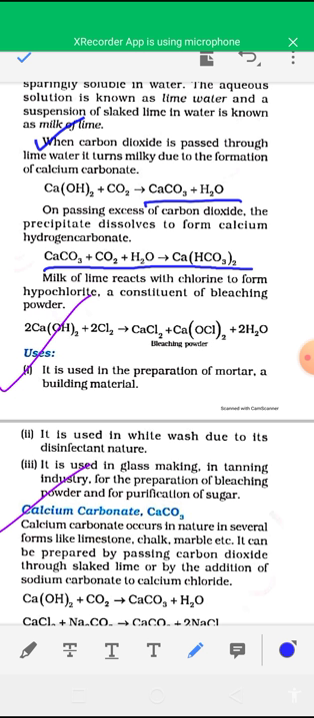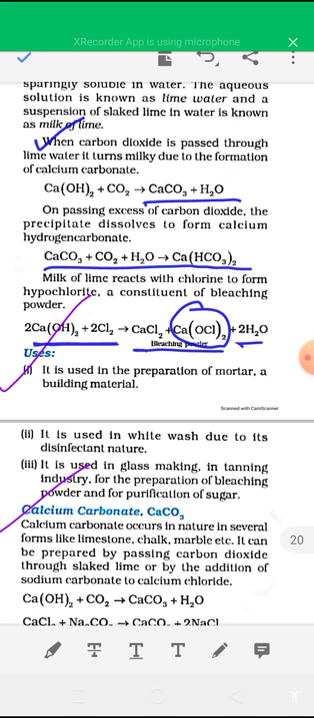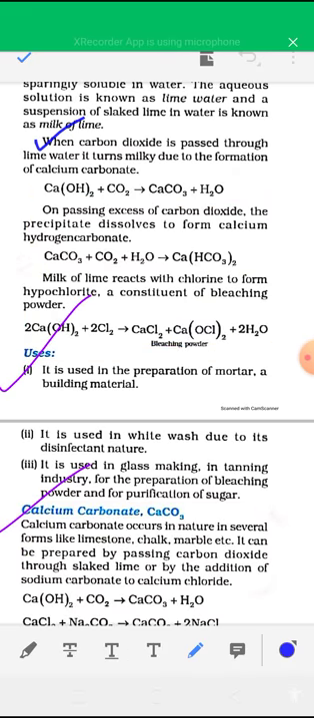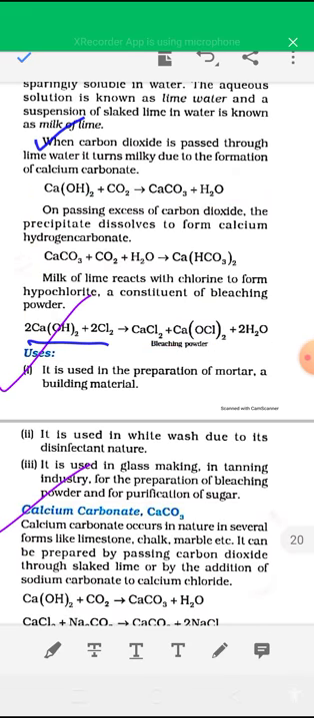Okay. Similarly, when calcium hydroxide, that is slake lime, is treated with chlorine, you will get bleaching powder, CaCl2 plus Ca(OCl)2 plus water. This is bleaching powder, Ca(OCl)2. Okay, so you can get bleaching powder from calcium hydroxide when calcium hydroxide reacts with chlorine.